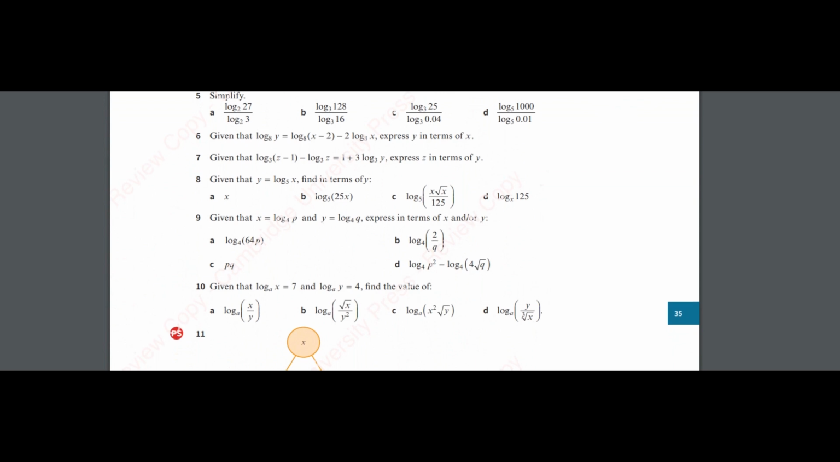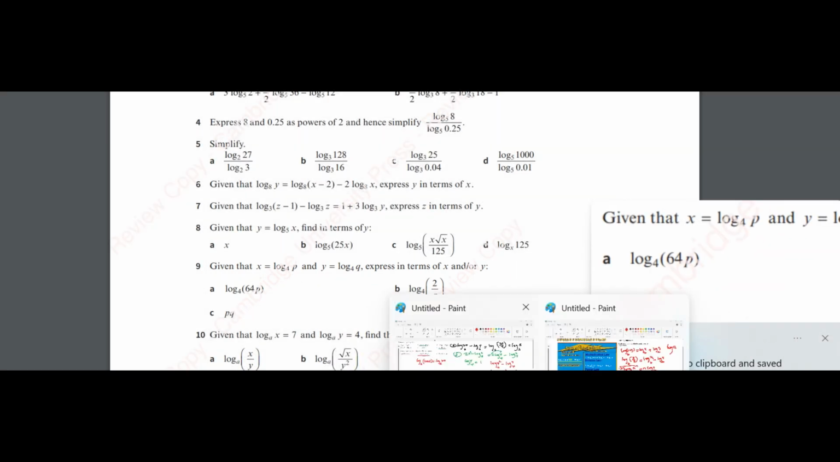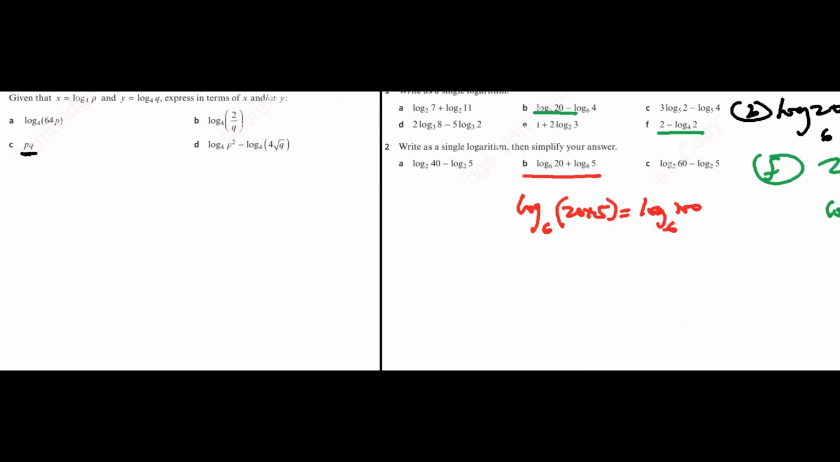Okay, let me see if I can do one or two more questions. Let me go and look for the other ones. Okay, I think I should do question number 9. I'll just do one in question number 9, then I will allow you guys to practice the rest. The question says, given that x equals log p base 4 and y equals log q base 4, then express in terms of x and y the value of this. I will just do only c and I will allow you guys to practice the rest.